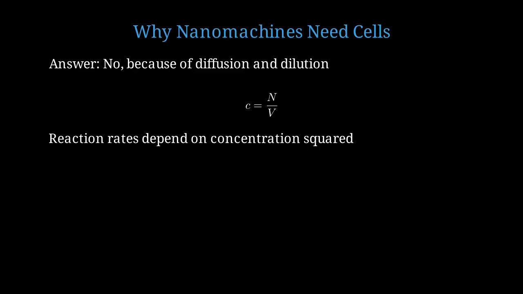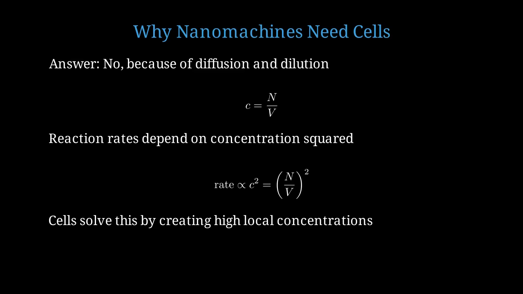Many reactions need both reactants, so the rate goes as concentration squared. The reaction rate is proportional to C squared, which equals (N over V) squared. If V is huge, the rate becomes negligibly slow. Cells solve this problem by confining molecules to a tiny volume. This increases concentration by a factor of millions or billions compared to open water.